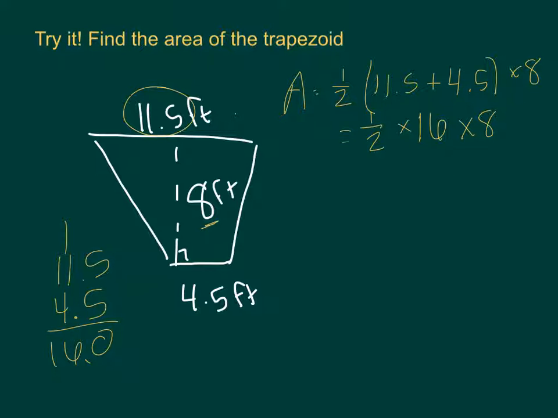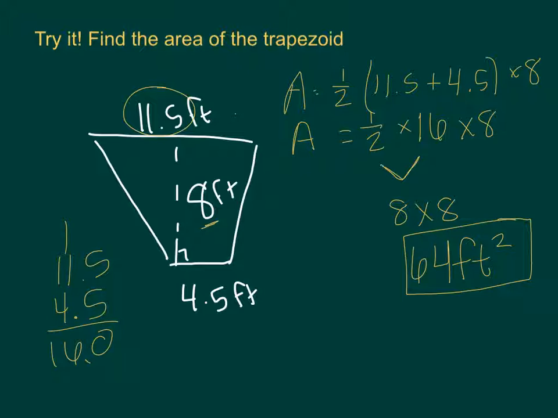Now watch what I do here. It's going to be a little bit different. Instead of multiplying 16 by 8 and then dividing by 2, I'm going to do this right here. 16 times 1/2, or 16 divided by 2, is 8. And then I just have 8 times 8, which equals 64. I could have done 16 times 8 and divided by 2, but I saw an easier way, so that's what I chose to do. 64 feet squared.